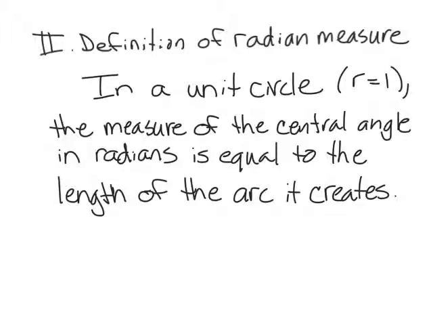In a unit circle, that means I have a radius of 1. The measure of the central angle as defined in radians is equal to the length of the arc it creates. So we're going to use this, and we're going to work a little bit on converting between degrees and radians, and then we'll do a few more definitions.